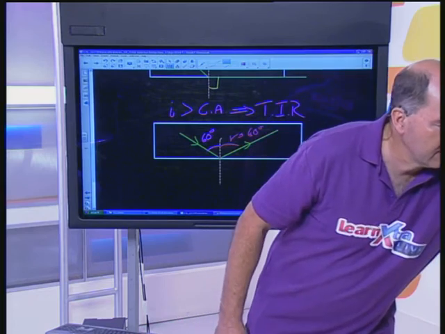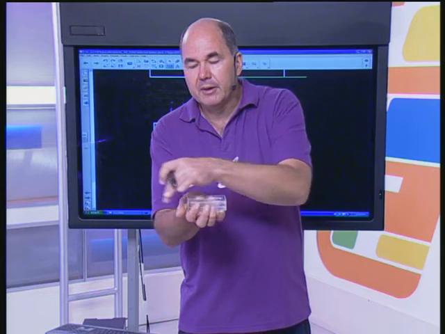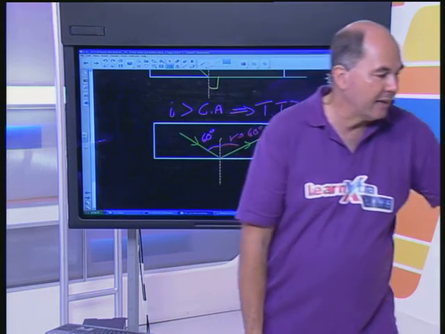So that's what I was meaning when I was using this little tray of water. When I shot the laser light straight across, it came out. When I did it from the side, then it was at a big enough angle, so it didn't come out here, but it came out the side. So it bounced around on the inside, and that is total internal reflection.